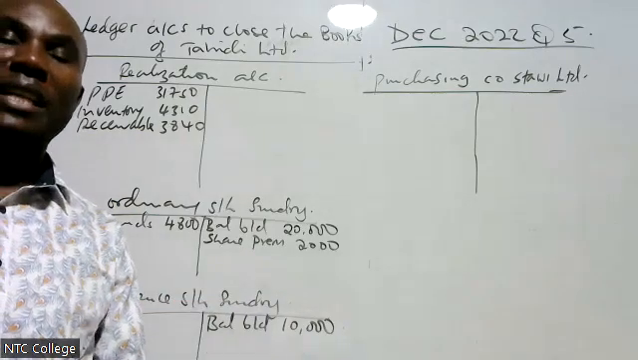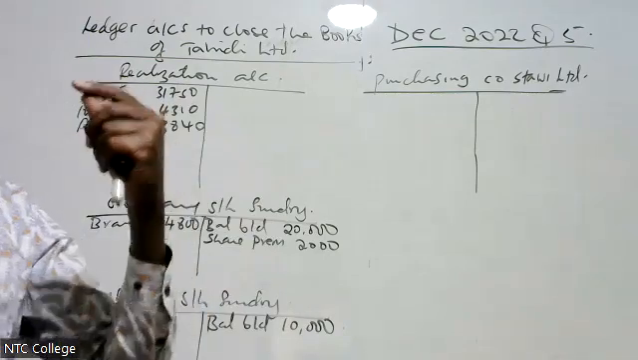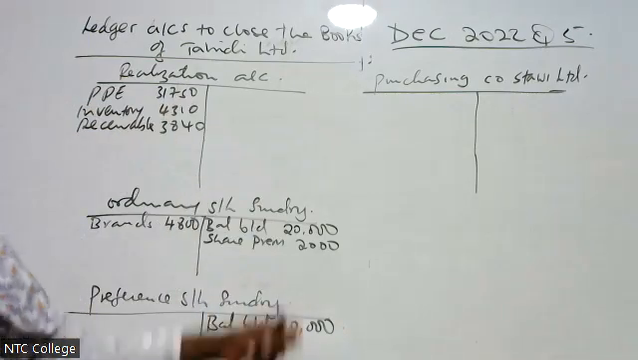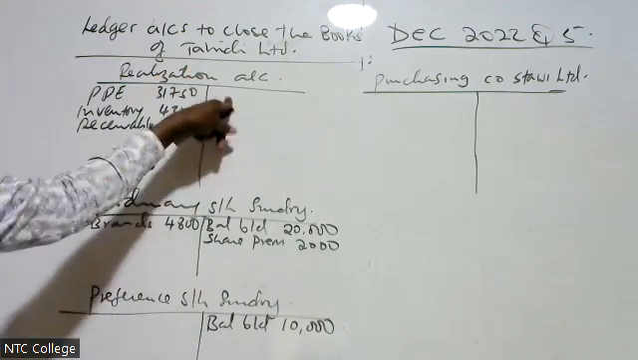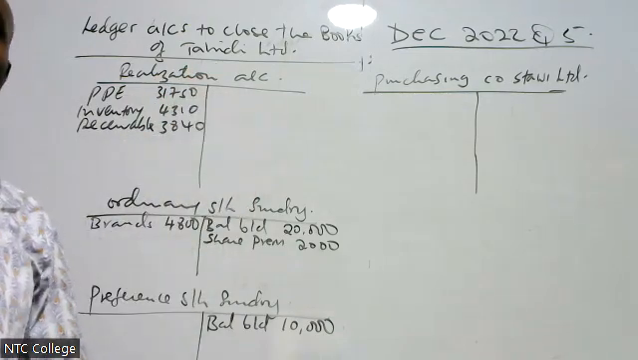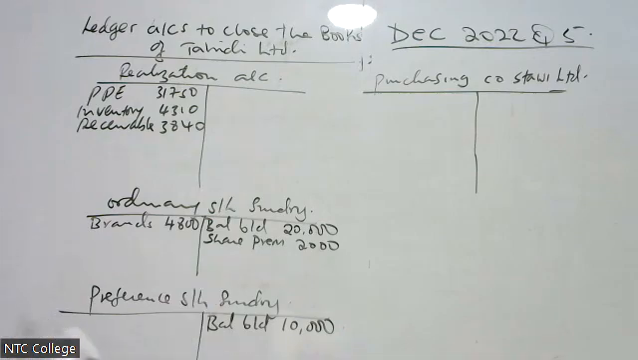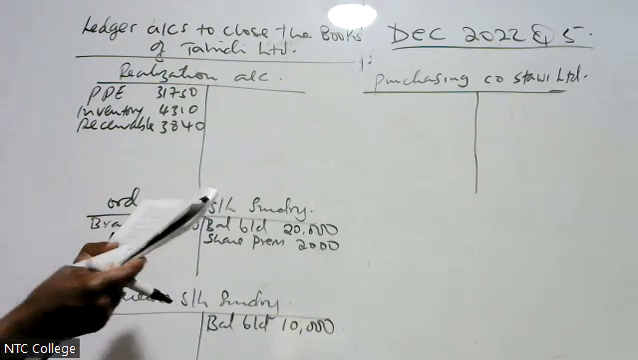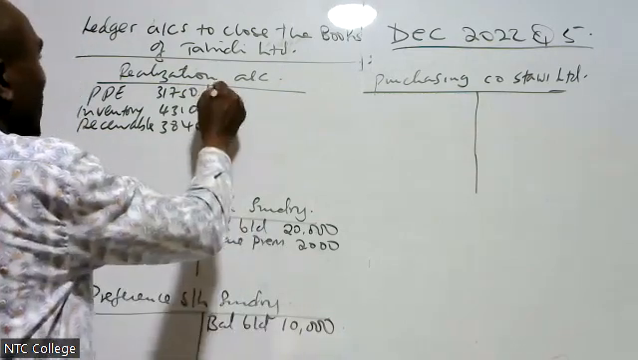Journal entry number 3, we say that with the liabilities taken over, we debit the liability account, we credit realization with the liabilities that were taken over. What are we going to do? We are going to credit realization. Therefore, the liabilities that were taken over, we have 12% bonds.